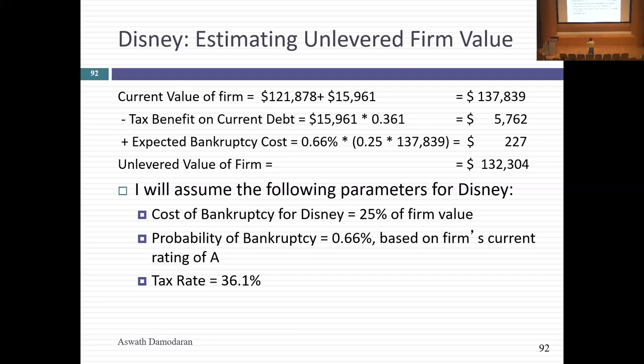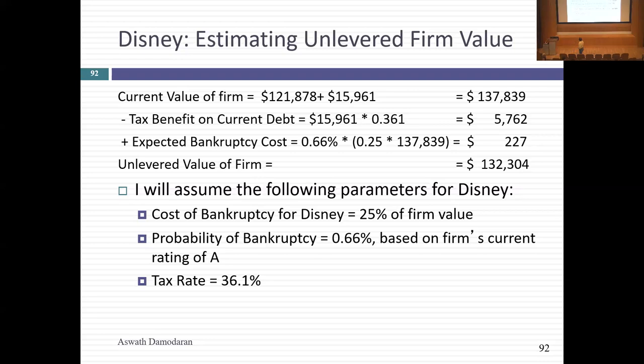In this case, 0.66% will be the expected likelihood of bankruptcy. The cost of bankruptcy, I'm going to assume, and I'll be quite clear, I'm not sure about this number. This is the softest number in the calculation. I've estimated it to be about 25%, midway between the grocery store and Boeing, because I don't think Disney is as affected as Boeing would be, 25% of firm value. 0.66% times 25% of 137,839 gives me an expected bankruptcy cost, and I'm adding it back. And again, I want to be clear why I'm adding it back. Because I'm paying off the debt, my bankruptcy cost goes out. So I take away the tax benefits, I add back the expected bankruptcy cost, and there's the value that I get for Disney as my unlevered firm value. That's going to be my starting point. If they have no debt, their value would be 132.3 billion.